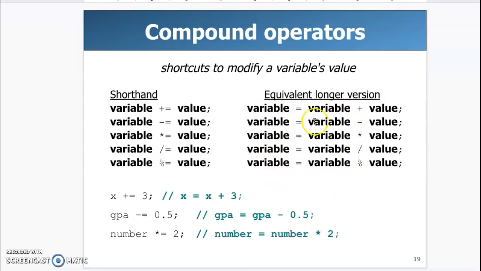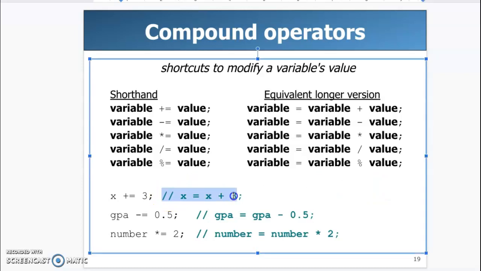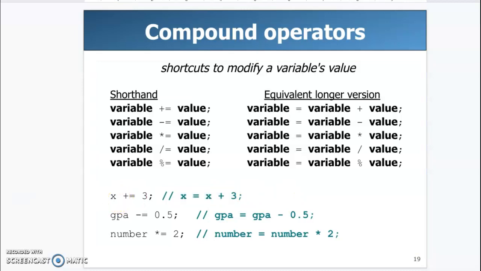This is the longhand version of it. This is what you should be thinking in your head. When you see this, this is what you might write on paper if you have it on a paper. I will often do this on paper myself just to make sure I get it in my head straight. So x plus equals 3 means take the variable x, add 3 to it, and then store that result back in x. So another shorthand operator that we have is an increment and a decrement.